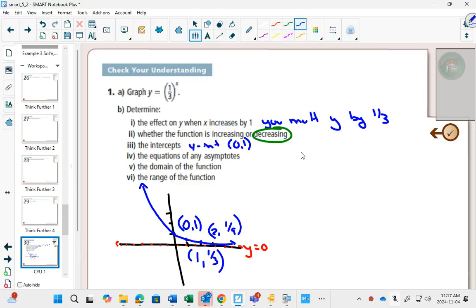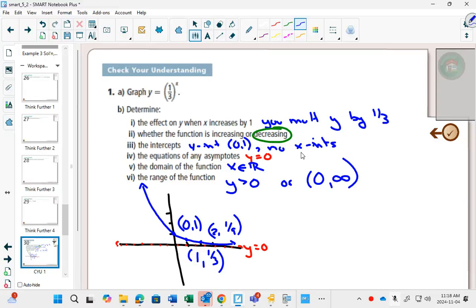It has a y-intercept at (0, 1). But because of that asymptote, there are no x-intercepts. Our asymptote is at y equals 0. The domain is everything, and the range is greater than 0. You could write that like this, or like that with rounded brackets. And that is a basic exponential graph.